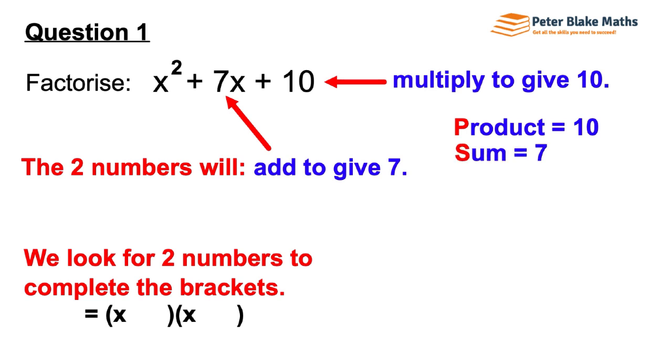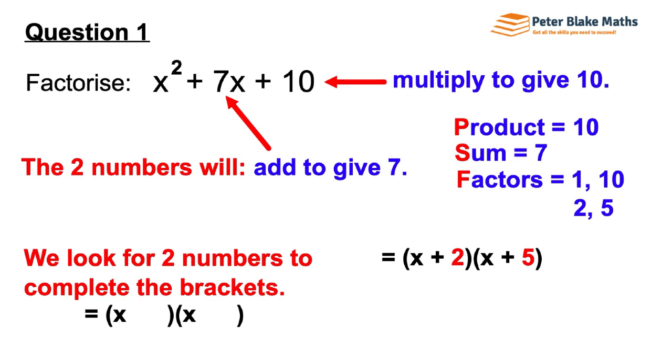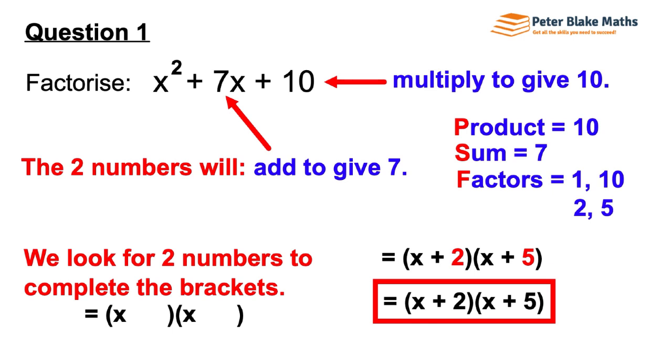So we'll go through the factors of 10, 1 and 10, and 2 and 5. And I think you can see that 2 and 5 are most likely to make 7 there. So we'll pick 2 and 5 for our factors to fill in the brackets with. So we'll be thinking that factorising x squared plus 7x plus 10 will be x plus 2 in one bracket and x plus 5 in the other. We'll just double check that though.